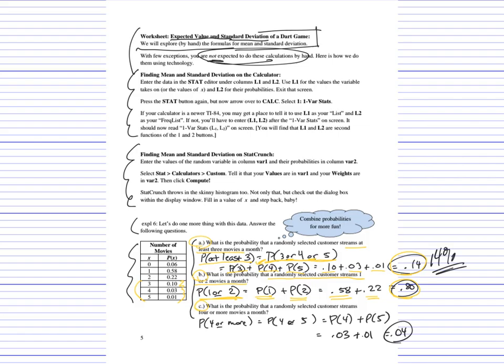Last one, letter C. What's the probability that a randomly selected customer streams 4 or more movies a month? Well, what does 4 or more mean? It means 4 or 5 in this context. And again, those are mutually exclusive, so I can add up those probabilities, which I get from the table, and I get the probability that a randomly selected customer streamed 4 or 5 movies, or 4 or more rather, is 4%. Perfect. All righty. And that is 6.1.